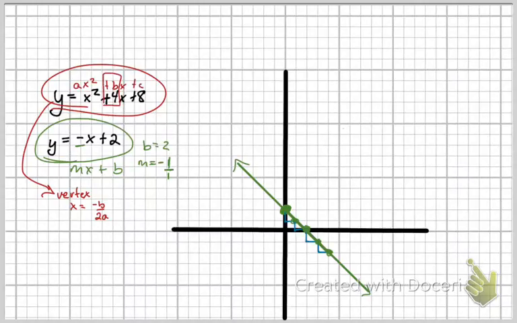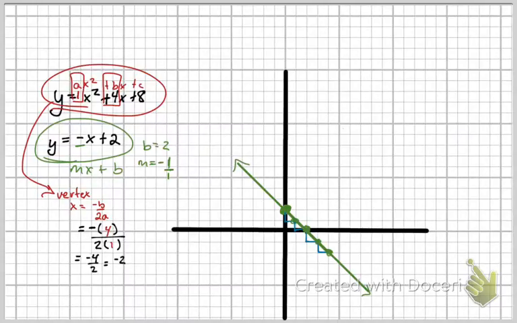I can see b lines up with positive 4, and a doesn't have a value, so we're going to say a is 1. We fill in our equation. We've got a negative of b divided by 2 times a. So we've got a negative of 4 divided by 2 times 1. We start to work that out. So negative 4 divided by 2 being negative 2.